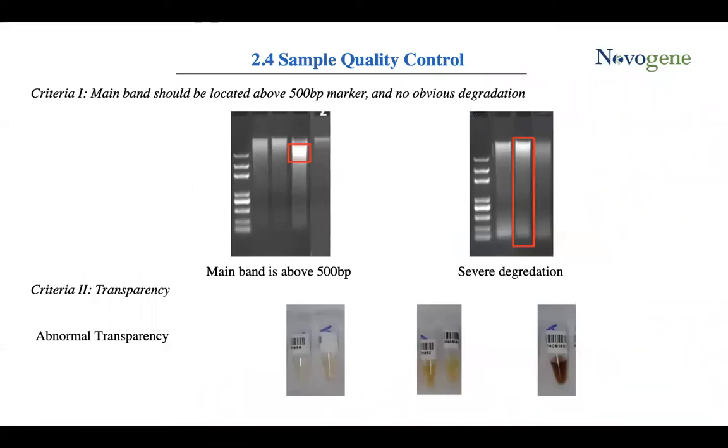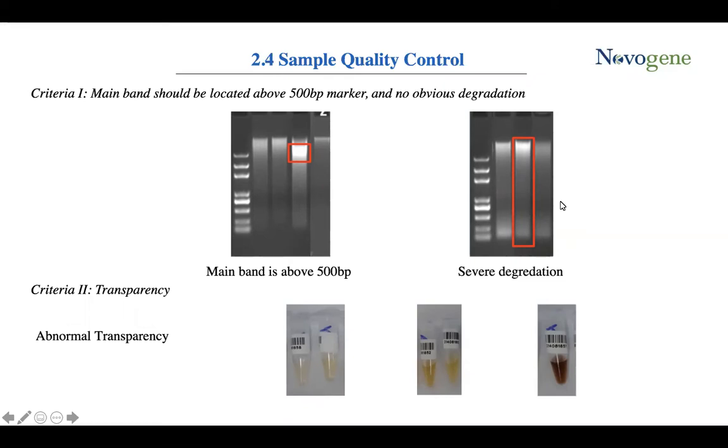And the next part is when we receive DNA samples, we will perform a sample quality control to make sure they meet our requirements. And basically, we have two criteria. The first one is that when applying the gel electrophoresis to our extracted DNA samples, the main band should be observed above the 500 bp marker. And as we can see from this picture on the right, there is severe degradation and we cannot tell the location of the main band.